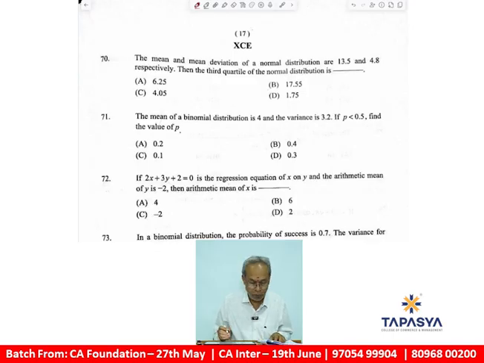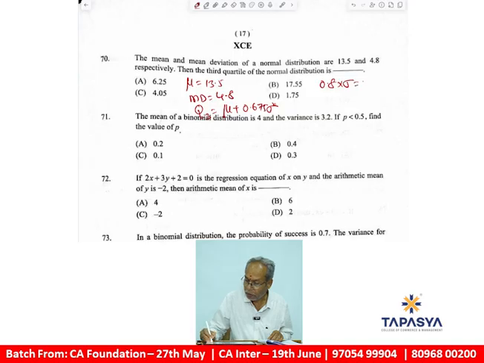Mean and mean deviation of the normal distribution is given. So here it is clearly given mu is equal to 13.5 and mean deviation is equal to 4.8, and we have the formula third quartile Q3 is equal to mu plus 0.675 into sigma. So only you have to find sigma. To compute sigma, the formula is 0.8 into sigma is equal to MD. So from this sigma is equal to 4.8 by 0.8, and sigma is going to be 6.